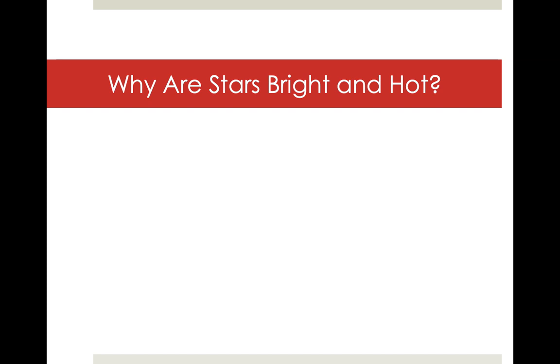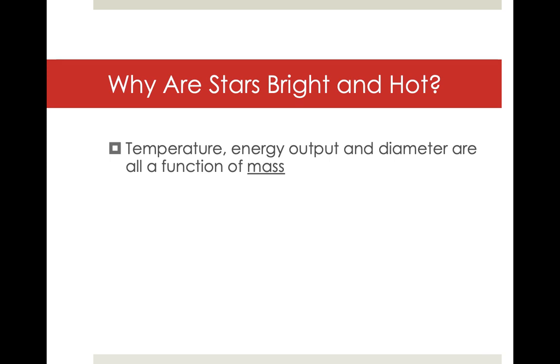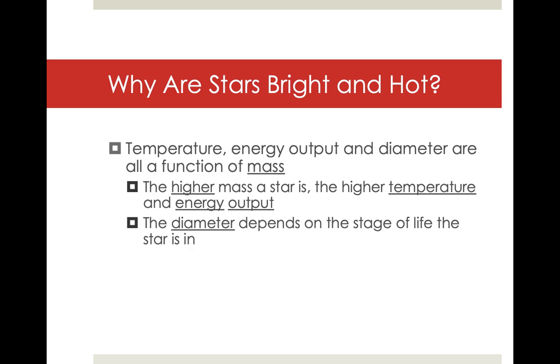We want to ask the question, why are some stars bright and hot, and why are other stars cool and dim? So there's lots of different stars out there. What are the differences between them, and how do we know those differences? There is a deep connection here between the temperature of a star, its energy output, and the diameter. And the relationship between those three things is its mass. So the higher mass a star is, the bigger it is, the higher temperature and energy output it has. The diameter, so how big the star is, also depends on the stage of life the star is in.